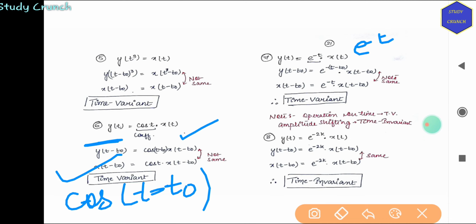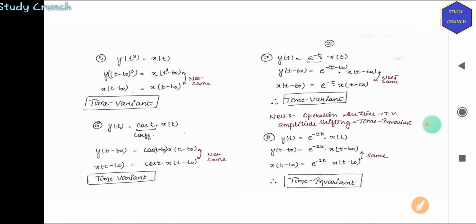e to the minus t into x(t), so e to the minus t will become minus (t minus t naught). This is also time variant. This will also not come out equal. This is also not the same. So whenever there is an operation on time, we just look at one example.